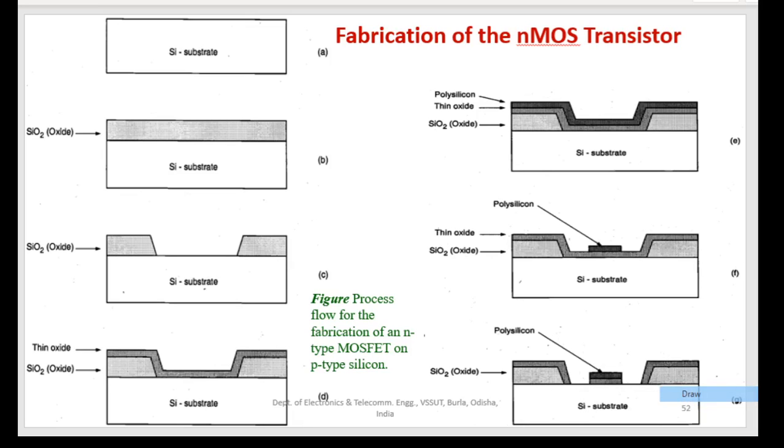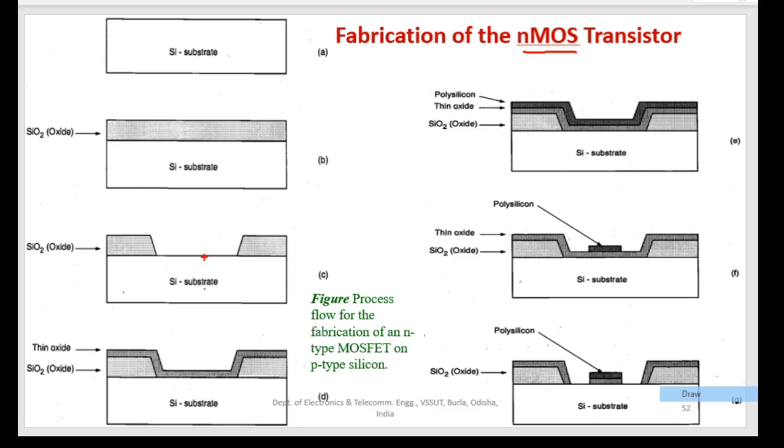Okay, so let's see the fabrication of a transistor. Okay, let's see the fabrication of one NMOS transistor. So till now we are somewhat familiar with the steps and the things that will be used in the fabrication of ICs. Now I think you can very well understand these steps.